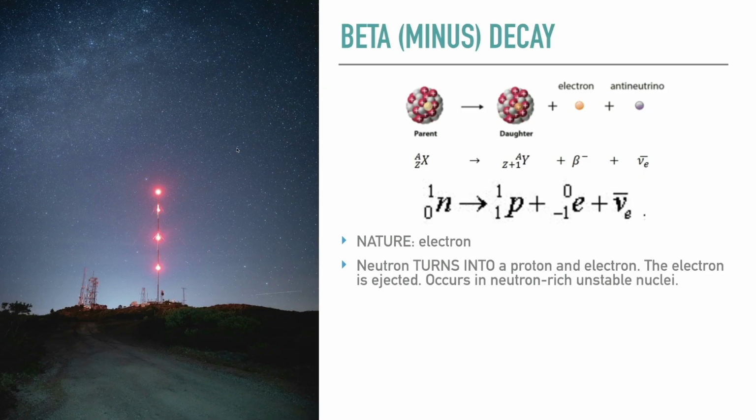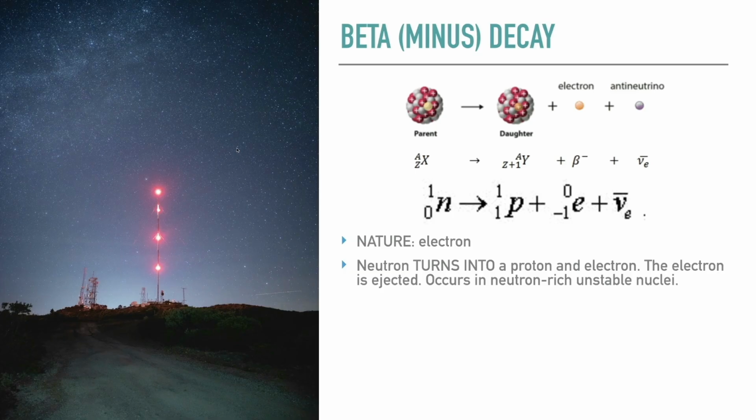The neutron turns into a proton and electron. I'm going to talk about that process in a little bit more detail in a second. Then the electron is ejected. The proton stays inside the nucleus. And this only occurs in neutron-rich, unstable nuclei. So if there's more neutrons than there should be inside this unstable nucleus, a neutron turns itself into a proton and electron and fires out the electron.